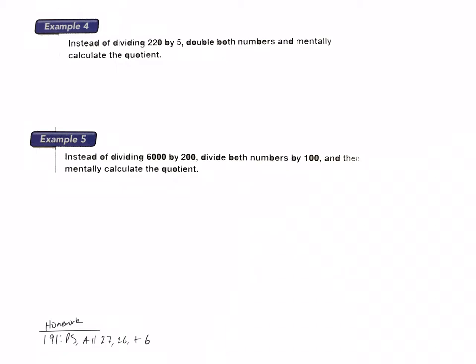All right. Now, sometimes when we're evaluating division problems, it's actually easier to do a different division problem that's equivalent. So it says, instead of dividing 220 by 5, double both numbers and mentally calculate. So what they're saying is, here's 220 divided by 5. We could calculate that, or what we could do is double it, meaning multiply the top by 2, and multiply the bottom by 2.